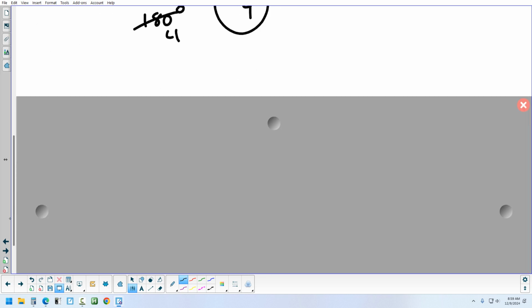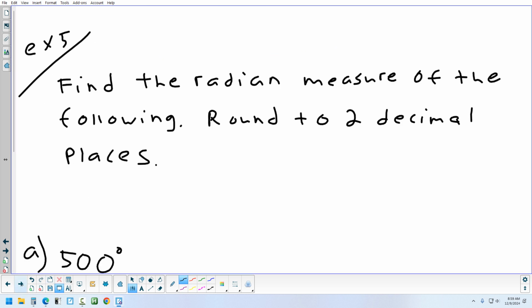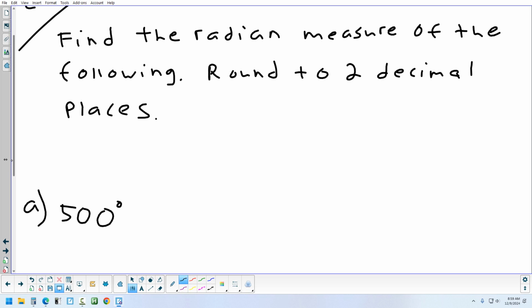I think I have one where I asked to round. Yeah, let's do this one. So find the radian measure of the angle, and this time they say to round to 2 decimal places. Okay. What are we going to multiply by to change that from degrees into radians? Yeah, pi. And we're going to divide by 180. Perfect.